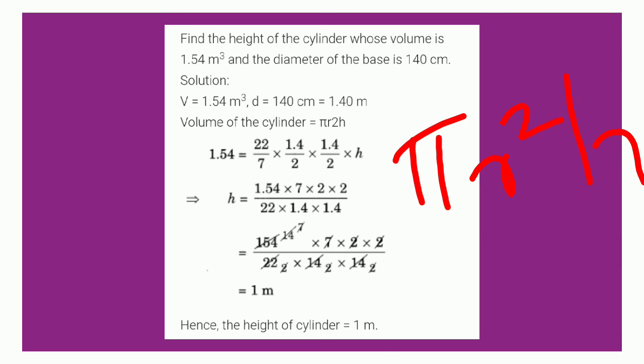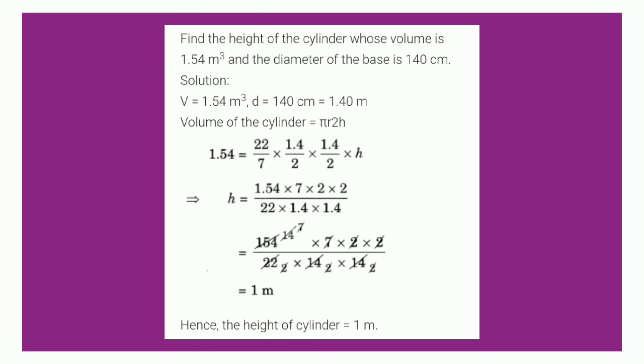That is 1.54 is equal to 22 by 7 into 1.4 divided by 2 into 1.4 divided by 2, that is the radius. Diameter is 1.4, so half of diameter is equal to radius, and into h, we have to find h. Then h can be written as 1.54 into 7 into 2 into 2 divided by 22 into 1.4 into 1.4 by cross multiplication.